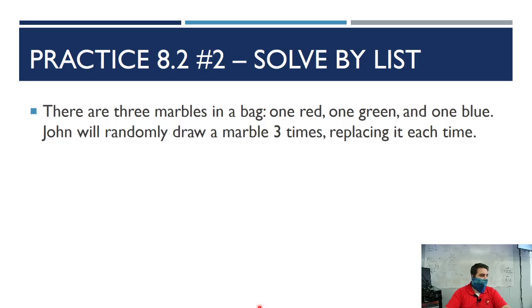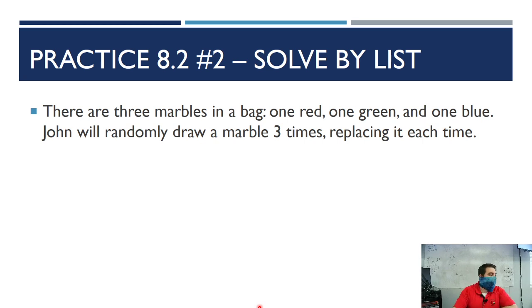Number 2. I'm purposely doing number 2 because we reuse it later. There are 3 marbles in a bag, 1 red, 1 green, and 1 blue. John will randomly draw a marble 3 times, replacing it each time. That's very important to specify whenever you're pulling something out of something, whether or not you're putting it back. Because if you're not putting it back, you're changing the total of possibilities every time. So we need to consider that. We're replacing it each time, so each time he draws one, he has the same odds as the first time.